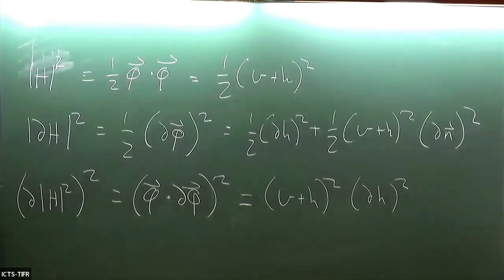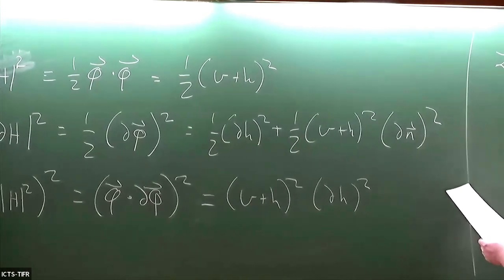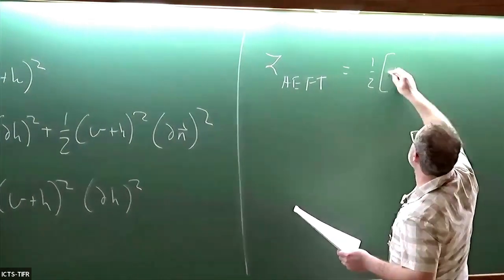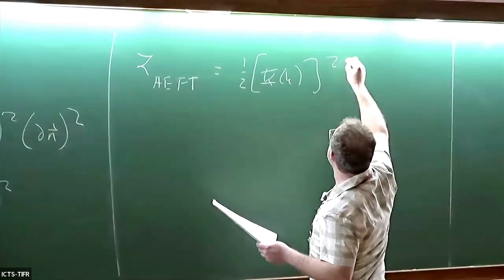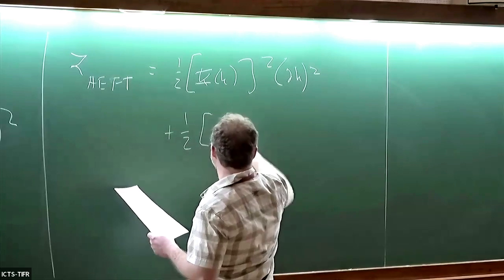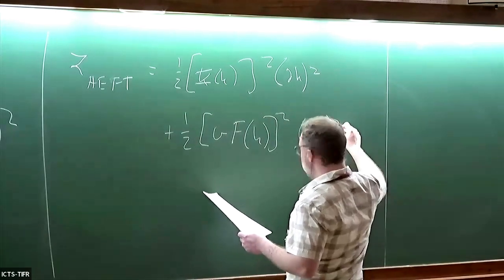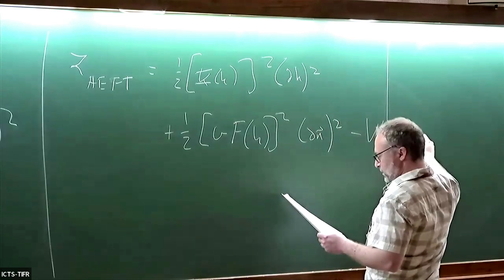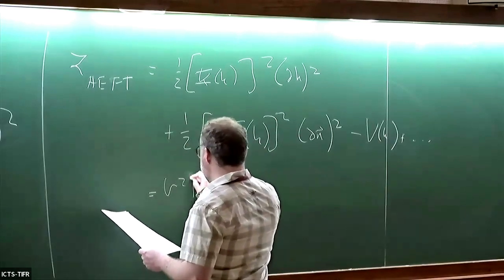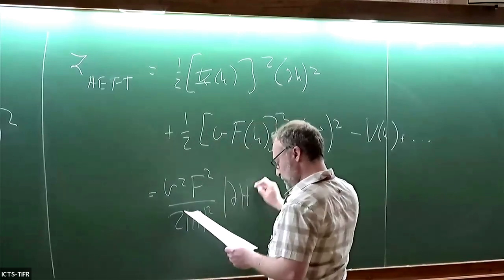Okay, so then I can write L HEFT as 1/2 K of h (dh) squared plus 1/2 v squared F of h (dn) squared minus V of h, plus, of course, higher dimension operators. And we can rewrite this v squared F squared over 2 (dh) squared.